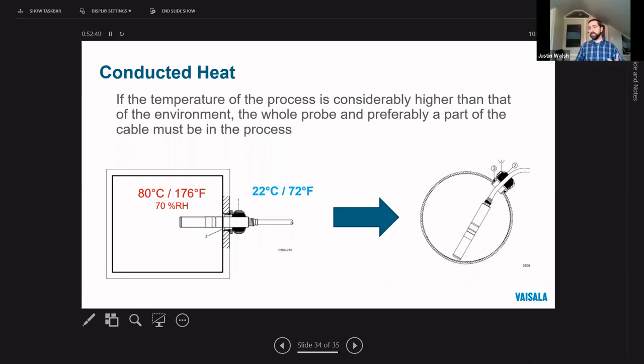Now, if the process is at a higher pressure and requires a threaded fitting, consider insulating the exposed section of the probe to the process piping. This will minimize the conductive cooling effect.